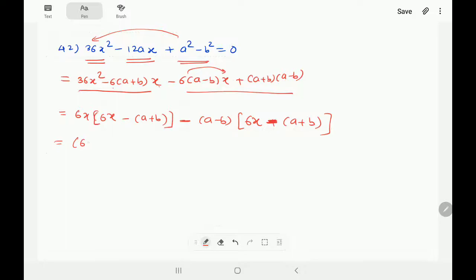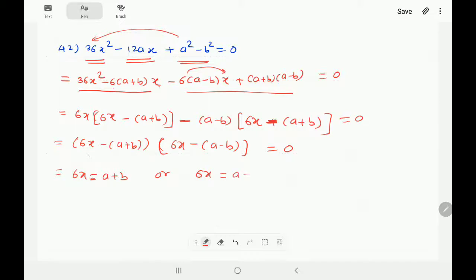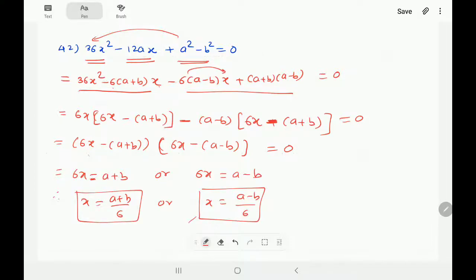So I'm left with 6x minus of a plus b and 6x minus of a minus b. Of course, everything is equal to 0. So this gives me 6x equals a plus b, or 6x equals a minus b. Therefore, I get x equals a plus b upon 6, or x equals a minus b upon 6, and that's your answers. Okay, you can go through the video again, you may understand it. Fine.